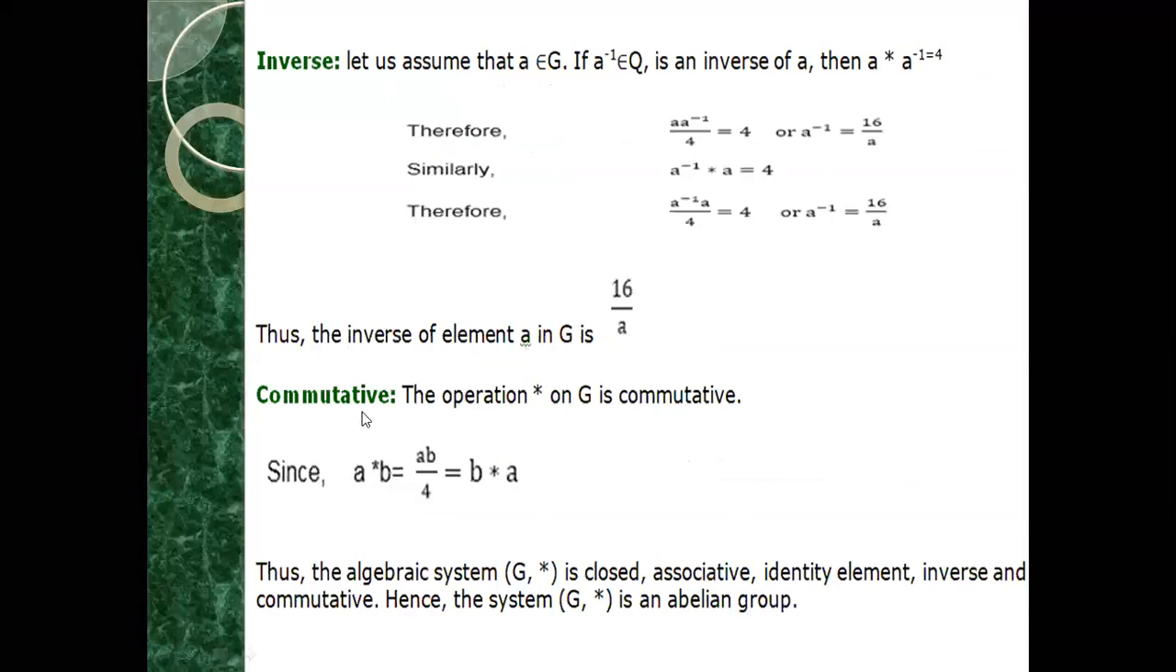Now we have to prove the commutative or abelian property: the operator * on G is commutative. Considering a, b belong to G, a * b is equal to ab/4. That is equal to b * a, because b * a is equal to ba/4, and the product ab is equal to ba. So b * a is also equal to ab/4. Thus the algebraic system (G, *) is closed, associative, has an identity element, inverse, and is commutative. Hence the system (G, *) is an abelian group.